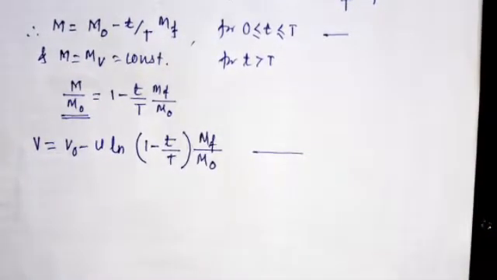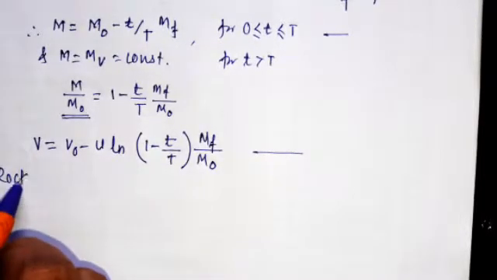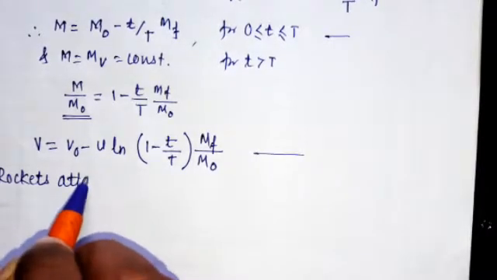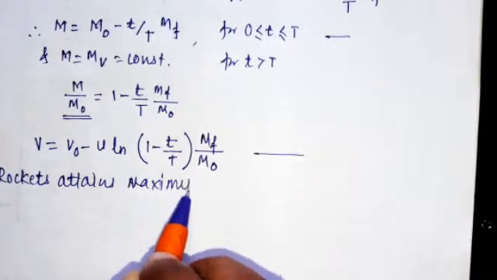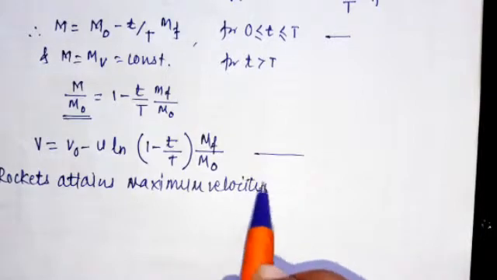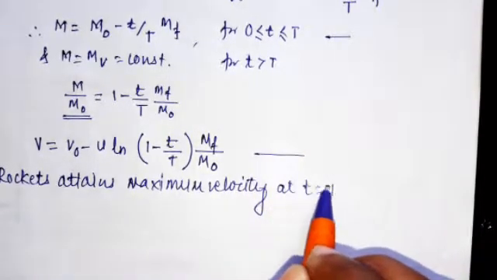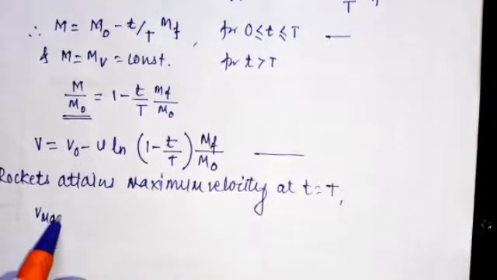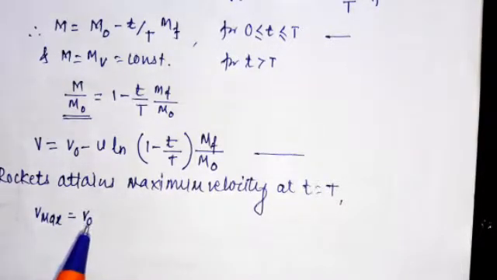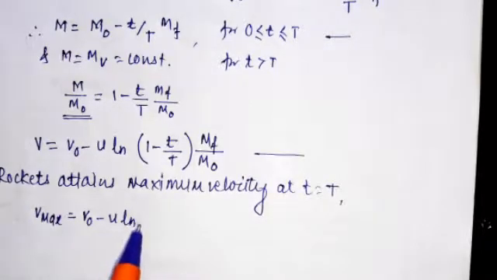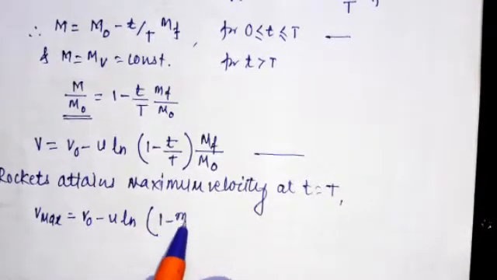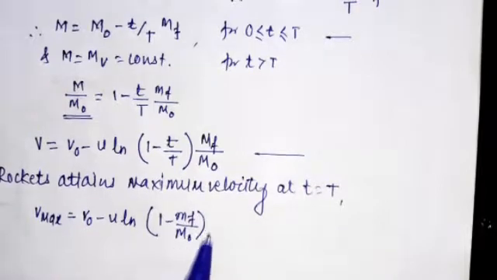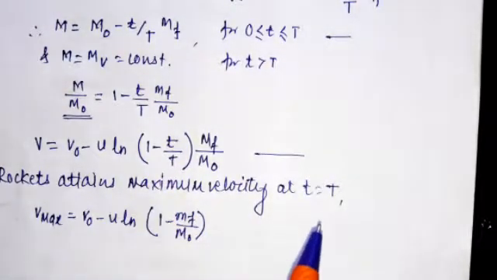So now see how the rocket attains the maximum velocity at time t. So you will see here what I said: a rocket attains maximum velocity at time t when all the fuel is burned up. So we can write the maximum velocity of the rocket, Vmax is equal to V0 minus u into natural log of 1 minus mf upon m naught. So this t is equal to capital T.